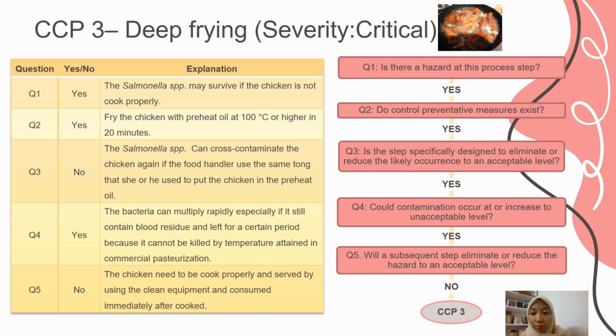It can cross-contaminate the chicken again if the food handler uses the same tongs that she or he used to put the chicken in the preheated oil. The bacteria can multiply rapidly, especially if it still contains blood residue.